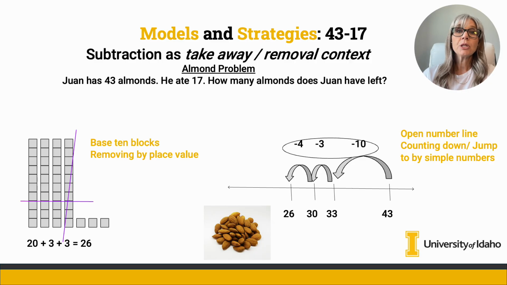We can guide students to use base 10 blocks to represent the situation. The first solution shows a model of 43 using base 10 columns and cubes. 10 is taken away, then 7 is taken away. That leaves 20 plus 3 plus 3 more cubes. So 43 take away 17 is 26. I took the 17 based on place value, 10 and then 7 ones.